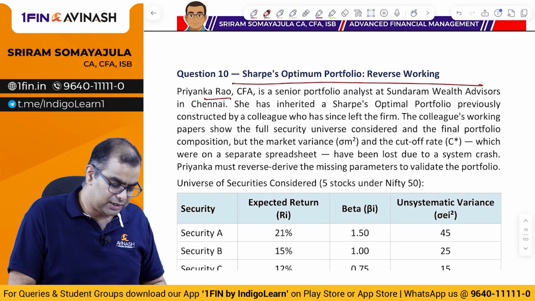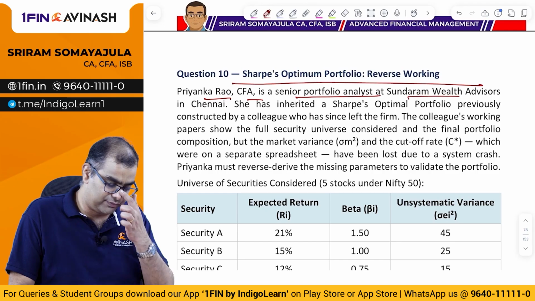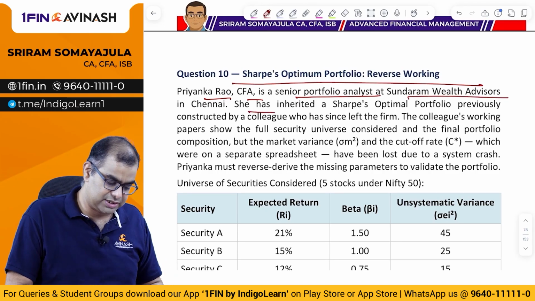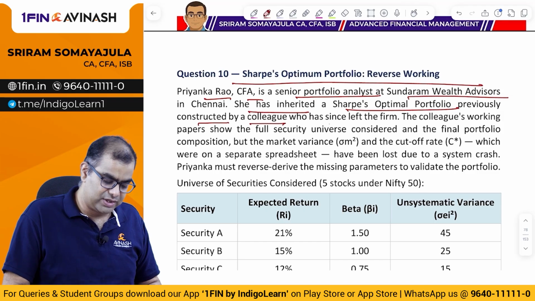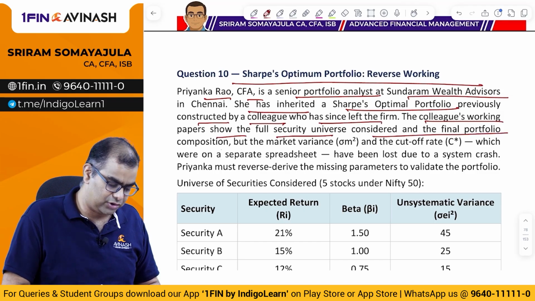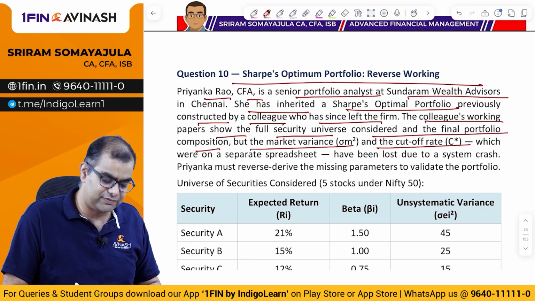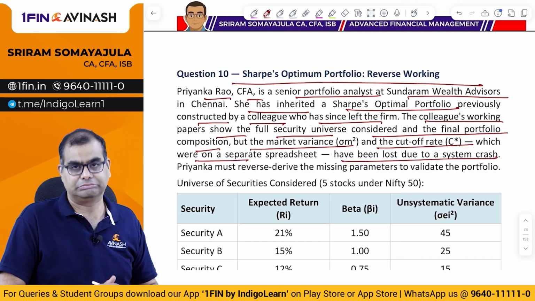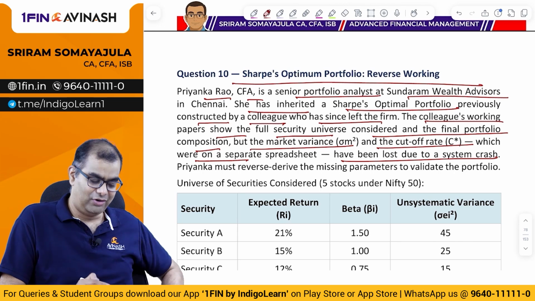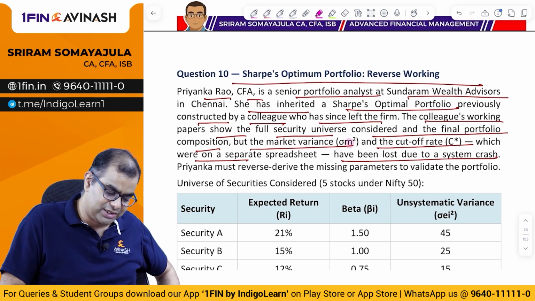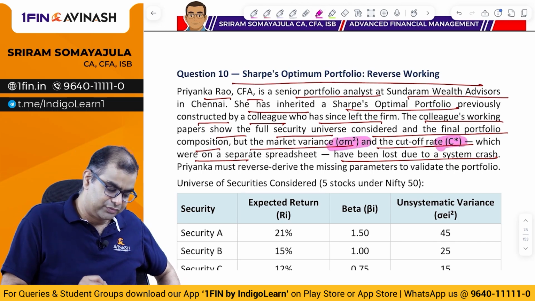Let us see. Priyanka Rao, CFA, is a senior portfolio analyst at Sundaram Wealth Managers in Chennai. She has inherited Sharpe's optimum portfolio previously constructed by a colleague who has since left the firm. The colleague's working paper shows the full security universe considered in final portfolio composition, but the market variance and cutoff rate, which were on a separate spreadsheet, have been lost due to a system crash. What weird company where the system crashed and only these two are lost.